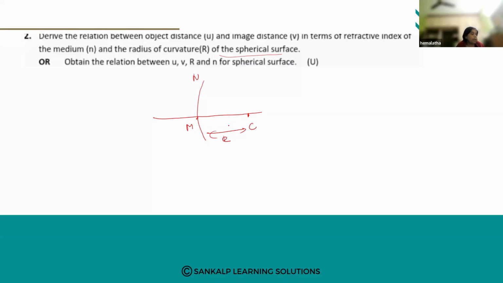F and such are not needed because they have asked for radius of curvature and refractive index of the medium. Refractive index. Let it travel from N1 to N2. Correct or not? These are the refractive indices of the medium.